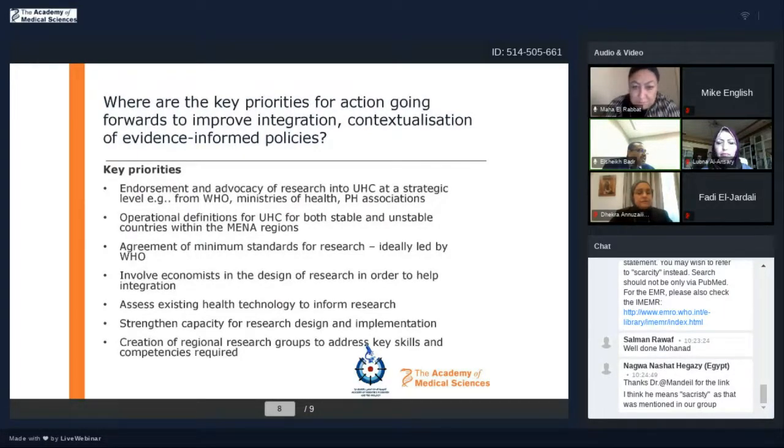In terms of key priorities, the group could identify a few, like endorsement and advocacy of research into universal health coverage at the strategic levels, including ministries of health and professional associations. Then also operational definitions for universal health coverage are seen to be important. Agreement of minimum standards for research and involving economists in the design of research, or extending into the social sciences and their engagement into the research, together with the biomedical dimension. Assess existing health technology to inform research, and we have listened to presentations on that. Strengthening capacity for research design and implementation, and then creation of regional research groups. Those are all some of the key priorities that were thought relevant by the group.